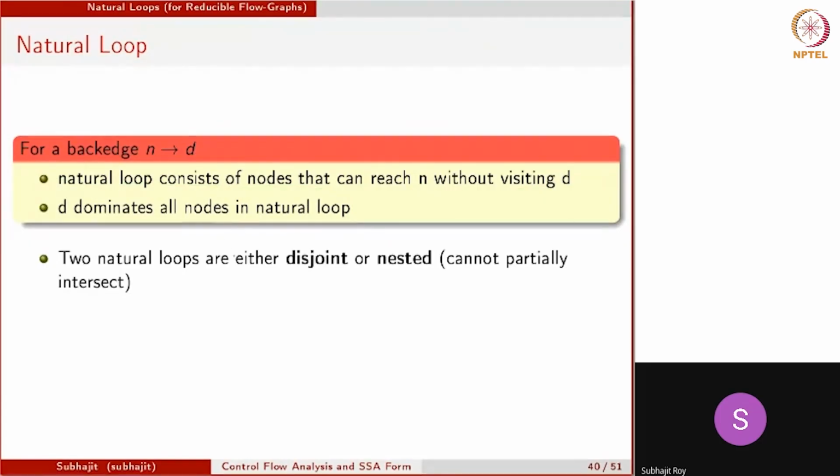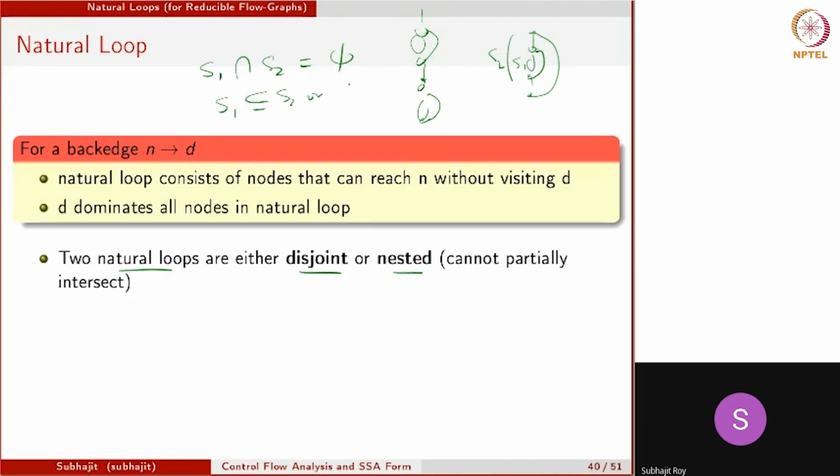Now there is a very interesting property: if you have a reducible flow graph, then all loops can only be natural loops, and two natural loops can either be disjoint or nested. It's possible that you have two natural loops that are completely disjoint. They do not talk to each other. Or it could be that one is contained within the other. So if you have two natural loops with node sets S1 and S2, then either S1 intersection S2 is an empty set, or one of S1 or S2 is a subset of the other. Got it? So they cannot partially intersect.